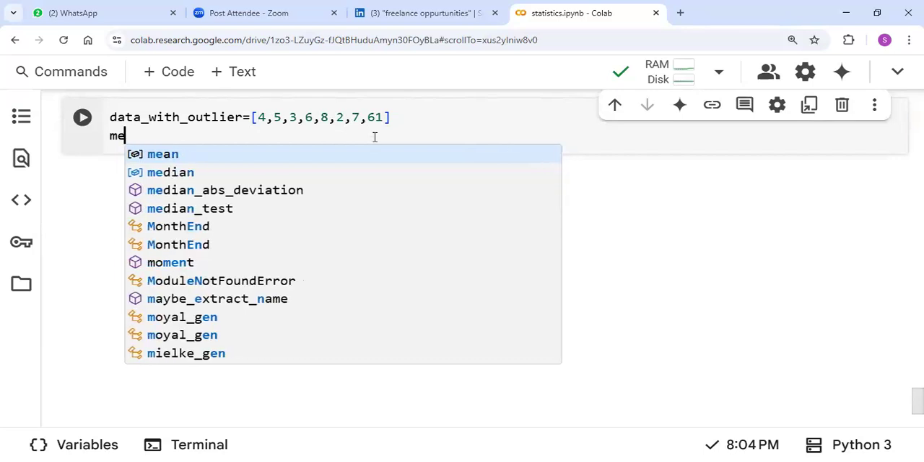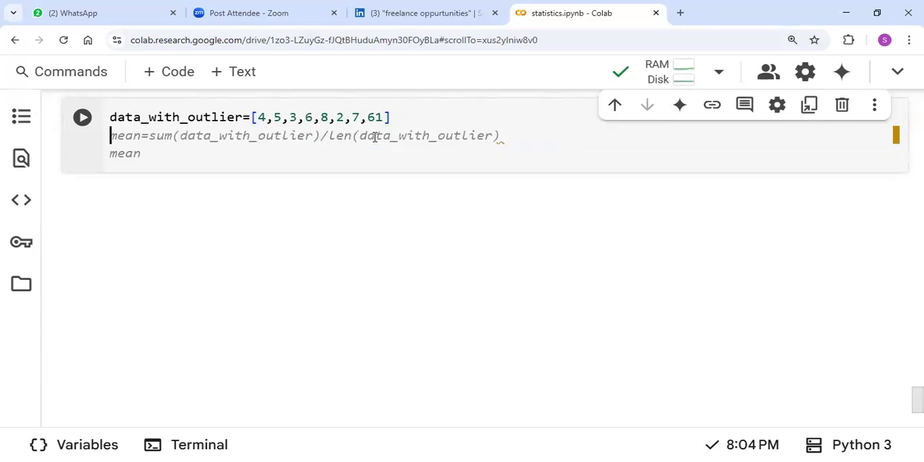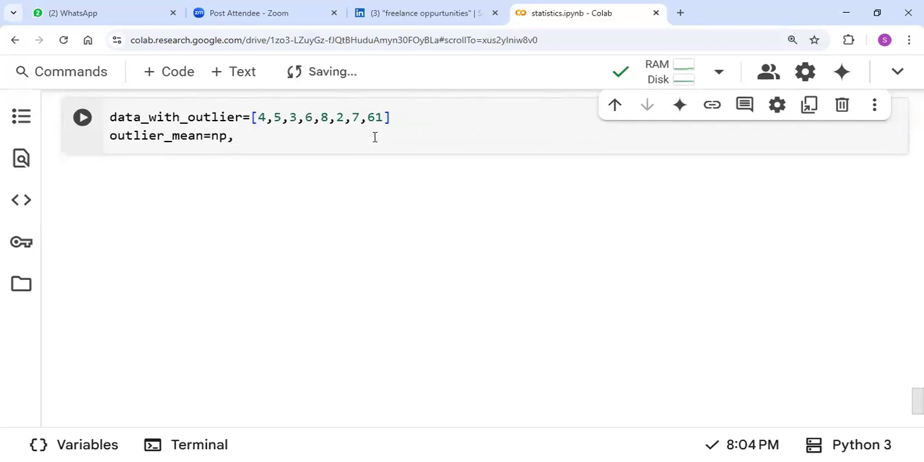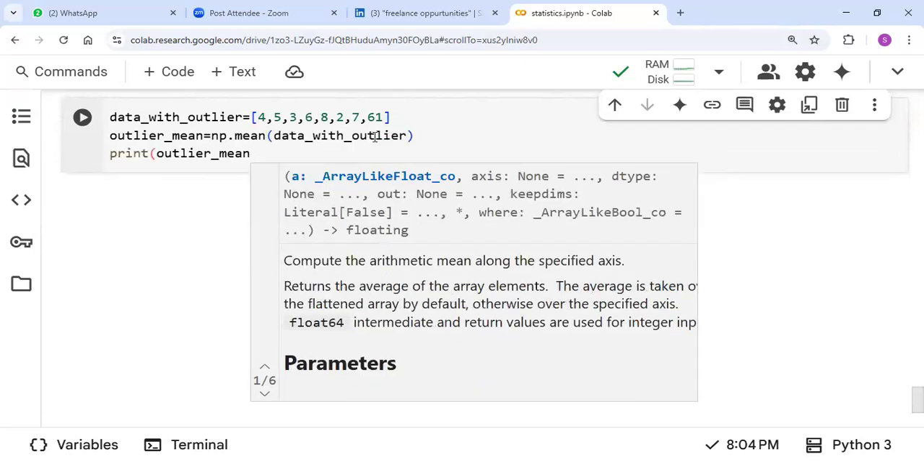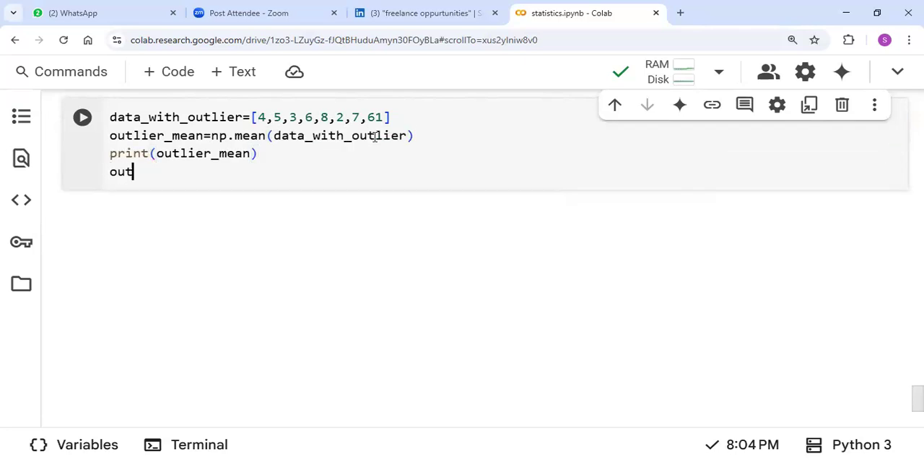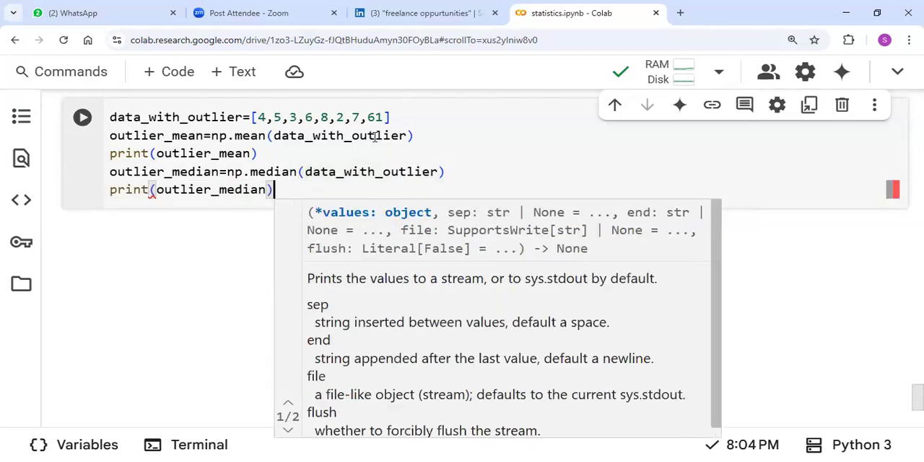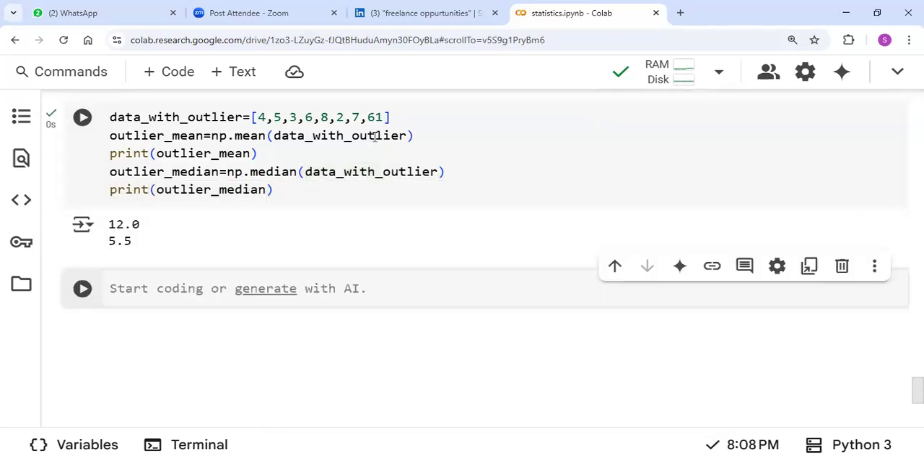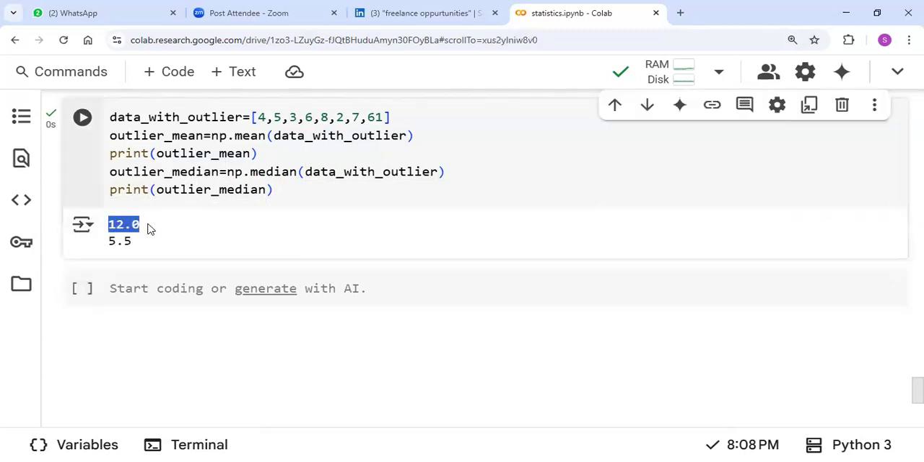So you can enter mean with outlier: outlier mean equal to np.mean of data with outlier. Right? Outlier median: print median of data with outlier. I hope you can identify the deviation, guys.